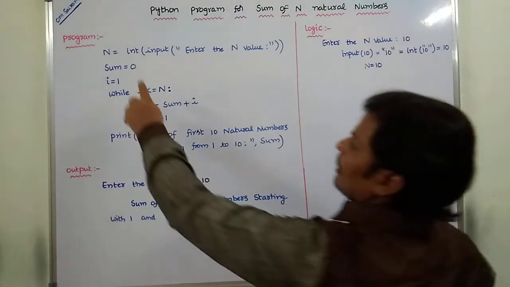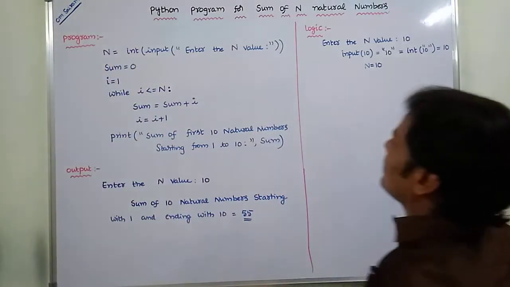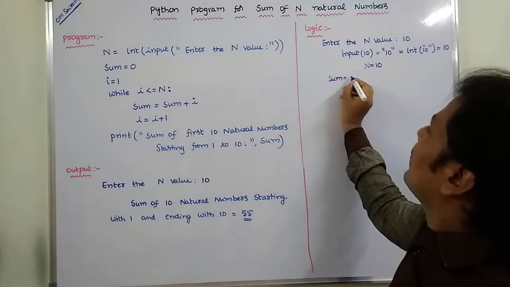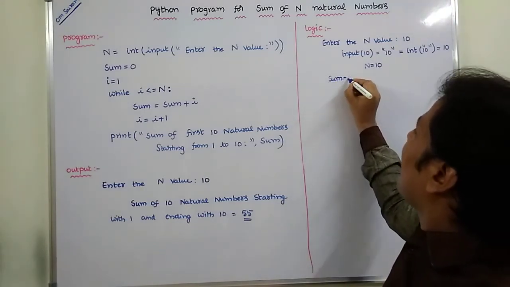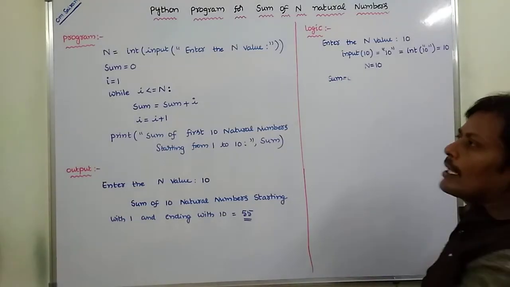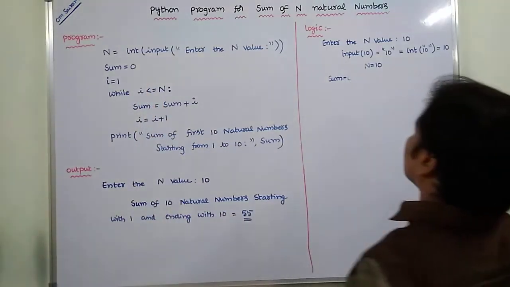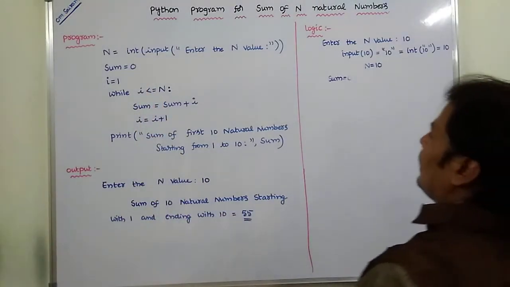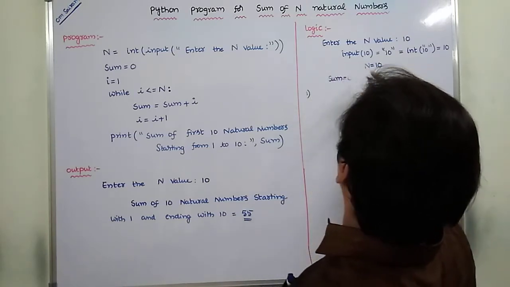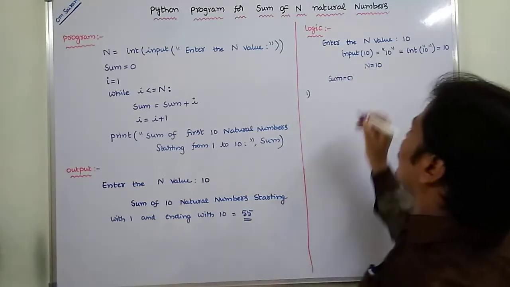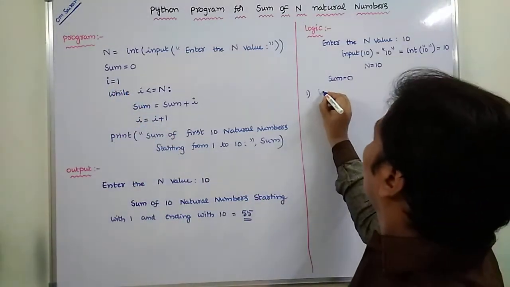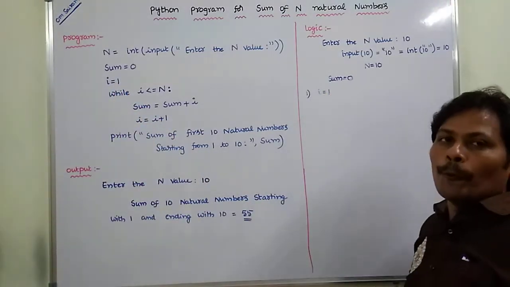Next, the first statement: sum is equal to 0. Initially sum is equal to 0, because we are not adding any natural numbers up to now. So initially sum is equal to 0. Then I is equal to 1.